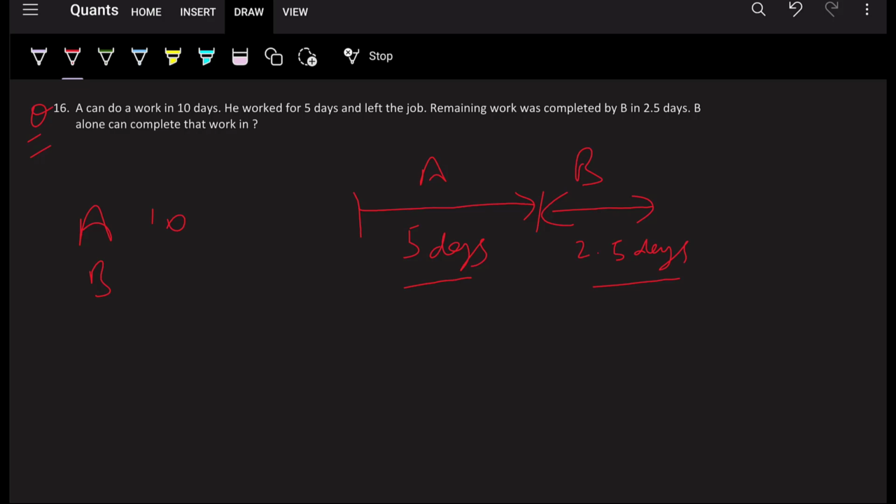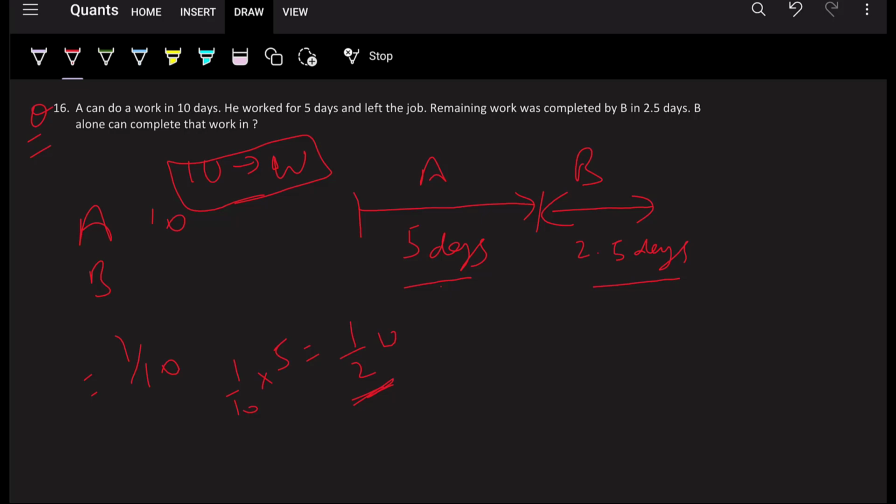Now the efficiency of A will be 1 by 10, and he has worked for 5 days. I assume that the work is 1 unit. So the efficiency of A is 1 by 10, so the work done by A in 5 days will be 1 by 10 into 5, which is equal to 1 by 2 unit of work completed.